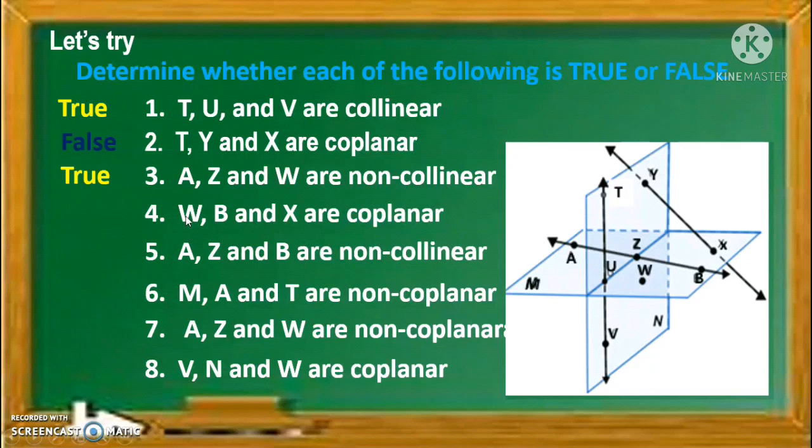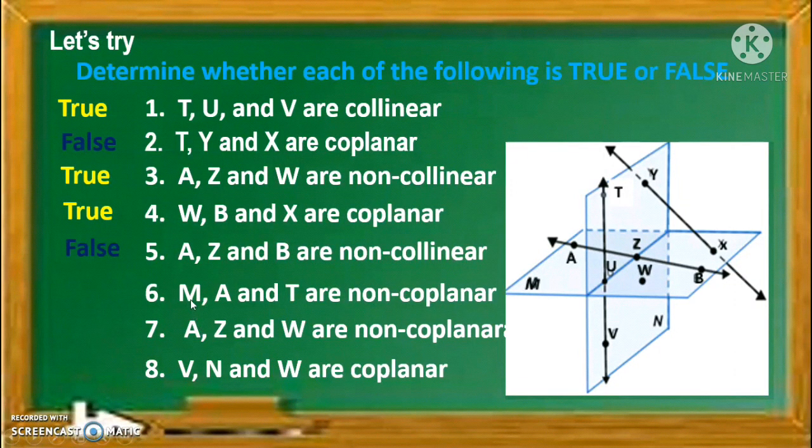Next is W, B, and X are coplanar. And that is true. They lie on the same plane. Next is A, Z, and B are non-collinear. That is false because they are collinear.